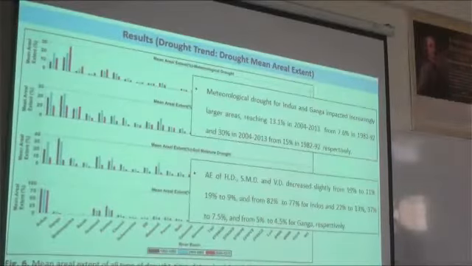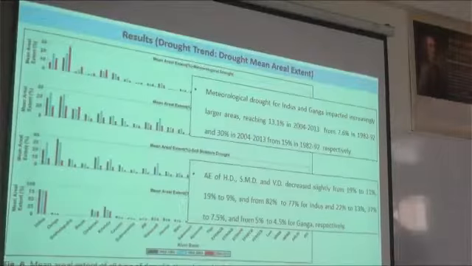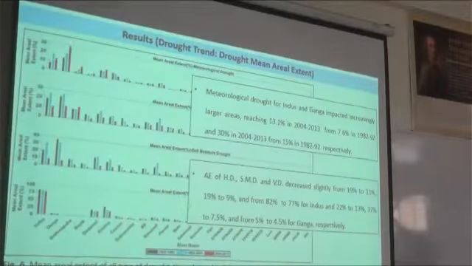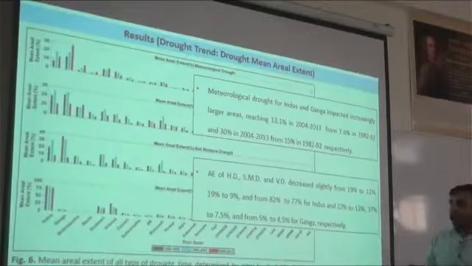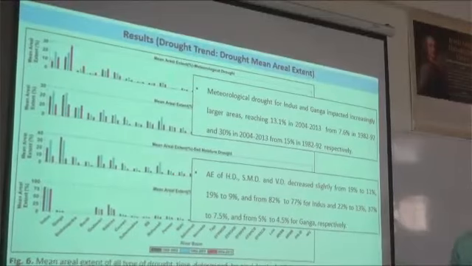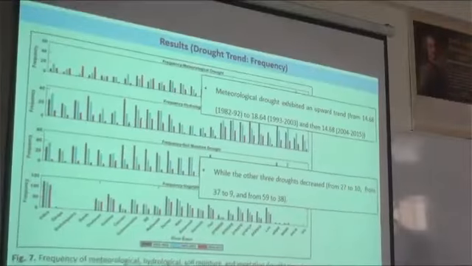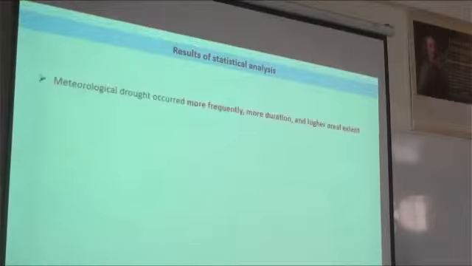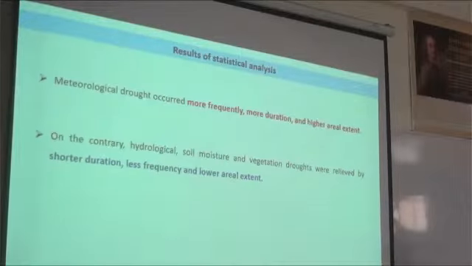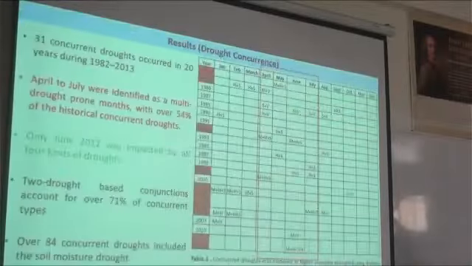Similarly, we go with the mean areal extent, the spatial extent across all three decades, and we found that meteorological drought also has a mean areal extent which is increasing from 1980 to 2013. The same we have done for frequency, and the results are similar: meteorological drought is showing an increasing trend across these three decades. So meteorological drought occurs more frequently, with more mean duration and higher areal extent.